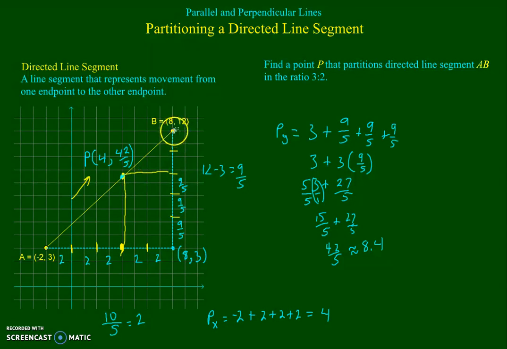Now, if the directed segment had been B to A, we would have had the same values in these horizontal and vertical directions, but we would have started at this point and subtracted these distances.